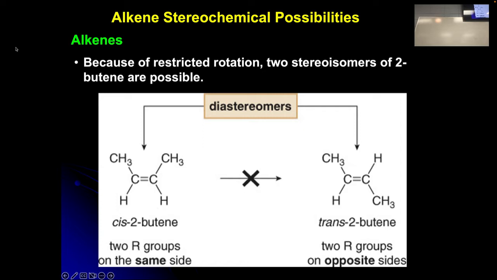Can I have cis and trans? No, I cannot. Because if I do this, this is the same as this. You can't tell that you did anything, right? How would you name that? I guess it's just going to be 2-methyl.